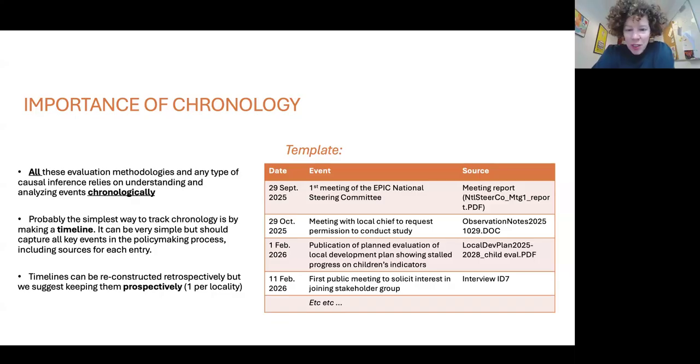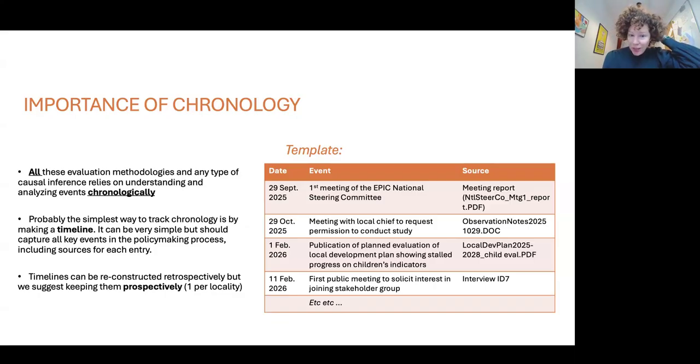Yes, just very briefly, because a lot has already been said. As you will have noticed, all of these methodologies rely on understanding how events unfold over time. And so that's something that I think we should be keeping track of and thinking about starting now, because time flies when you're having fun. And we're going to be having a lot of fun with EPIC.